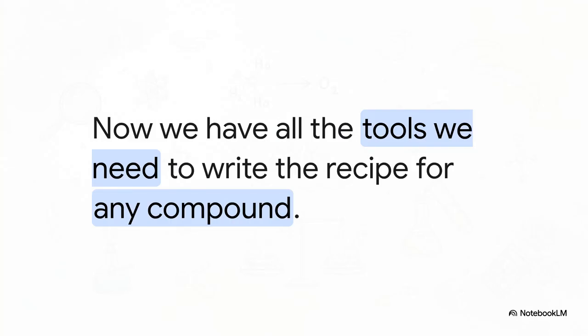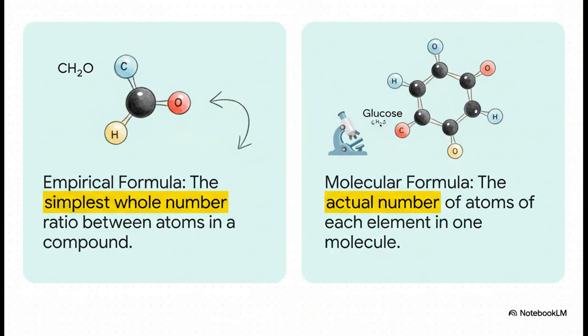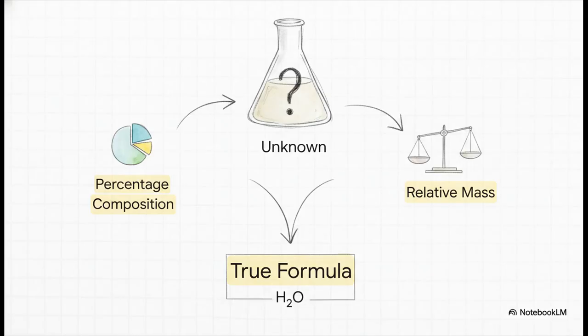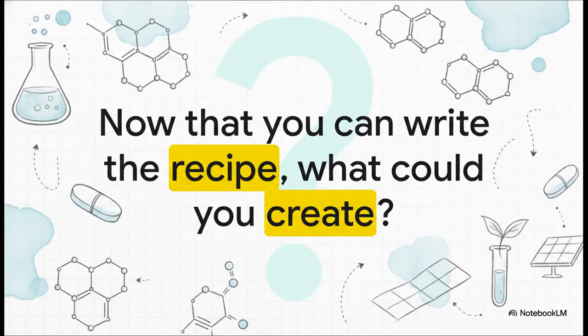All right, now we can finally write the recipe card for any chemical compound. The empirical formula is just the simplest ratio. The molecular formula, that's the real deal. And this process is actually the key to identifying completely unknown substances. And that's how chemistry turns these invisible rules into real-world tangible possibilities.